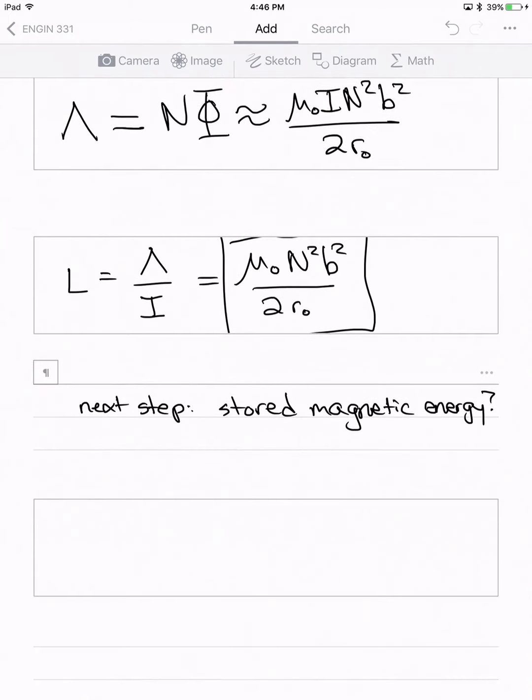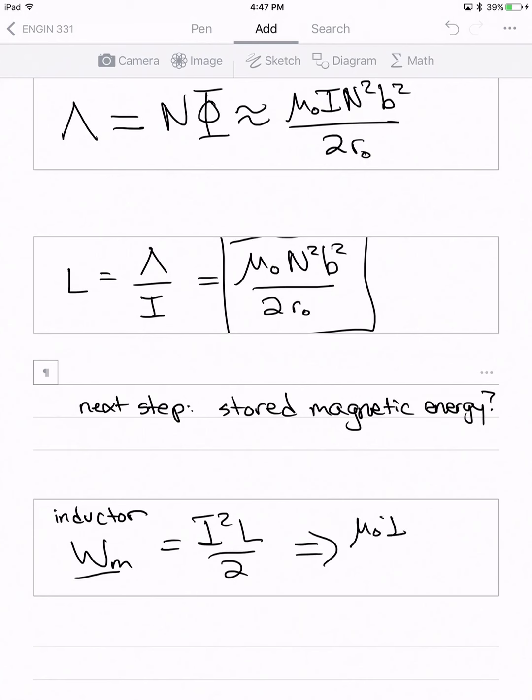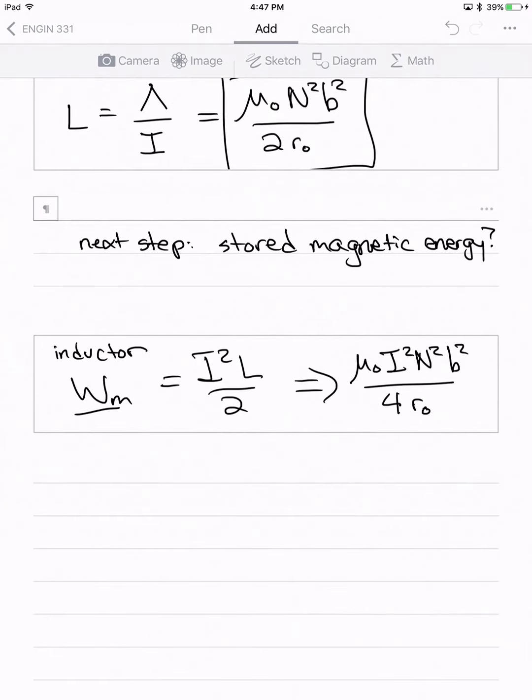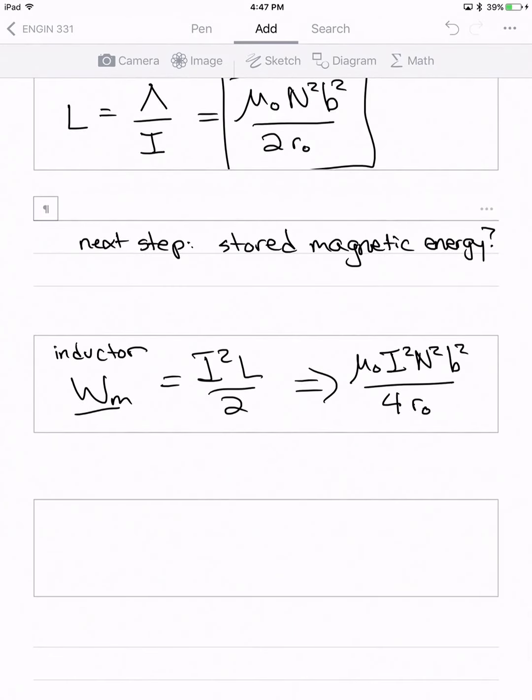First of all, the stored magnetic energy in an inductor, Wm, is going to be I squared L over 2, which in this case is going to make it mu naught I squared N squared b squared over 4 r naught. Easy enough. We already had everything in there, so it was just a question of substituting.